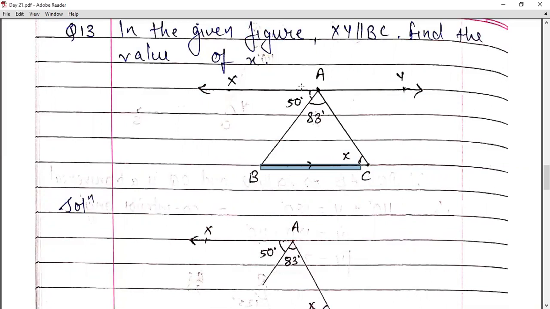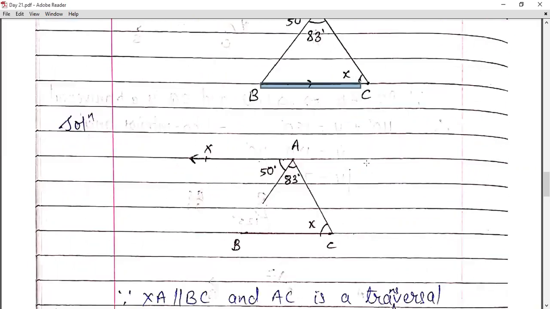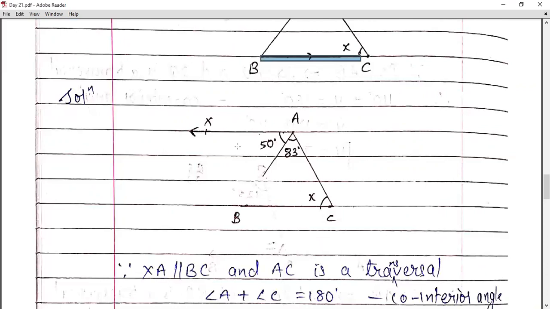Now taking XA parallel to BC and AC as the transversal. So I have taken a part of the diagram, XA parallel to BC and AC as the transversal. Angle A is composed of two angles, that is 50 plus 83. That is 133 degrees. So you can see angle A and angle C, they both are co-interior angles. That means they will be supplementary, or the sum of these angles will be 180 degrees.